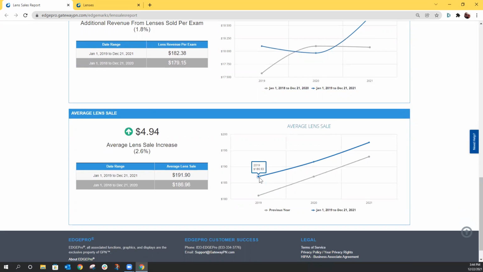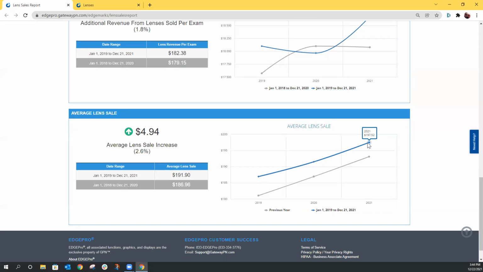In 2020, they were spending 186. I can see that this year they were spending 193. And then when I come up here to my 2021, they were spending 197. I can see in this graph how I'm trending in that upward direction.